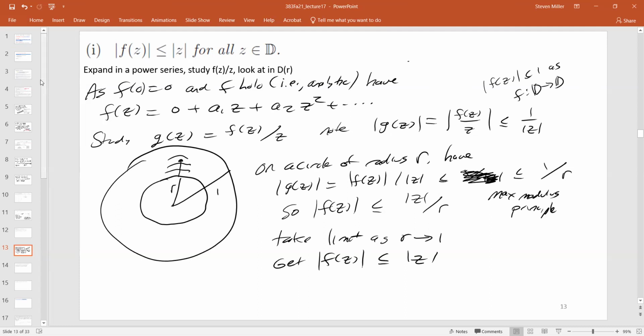If you're a little bit uncomfortable with this, imagine that there was some point where f of z was strictly larger in absolute value than z. Then you'd be able to find an r where this would no longer hold. So again, if you're not comfortable with this, go through and actually show, well, let's assume that it was larger at one point, and we'll get a problem with that. We'll get a contradiction.